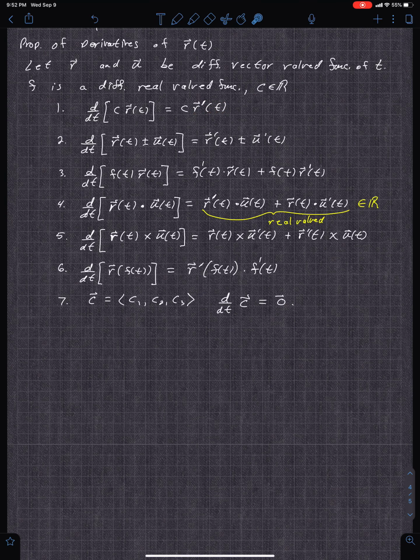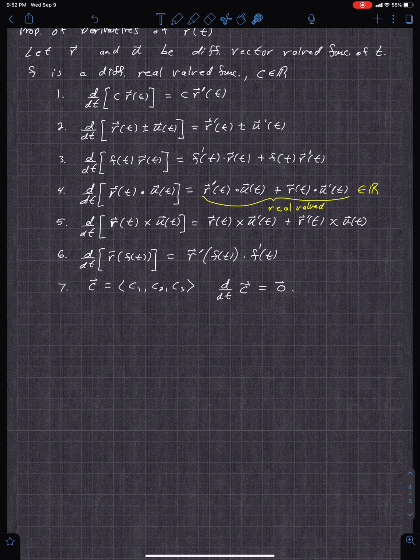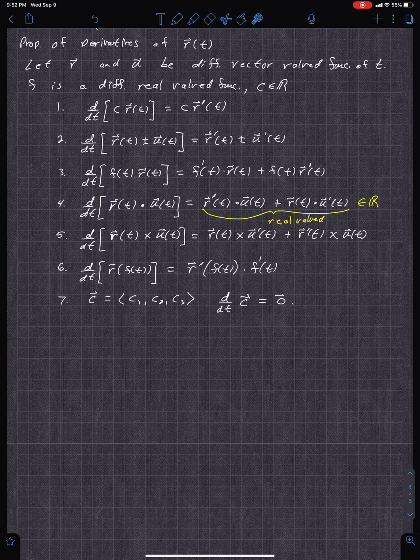Okay, and then number two is just the same as real valued. d dt of r of t plus or minus u of t, you just take the derivatives of each one. So we call that linear. Basically it goes across the sum. Then d dt of the product of a real valued function times the vector valued function. This is where you've got to be careful. That's a product, not a dot product. And essentially using the product rule.